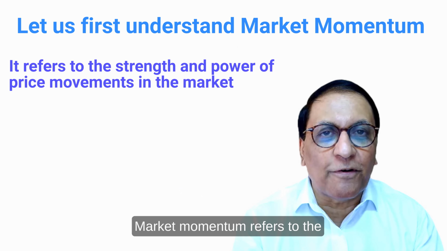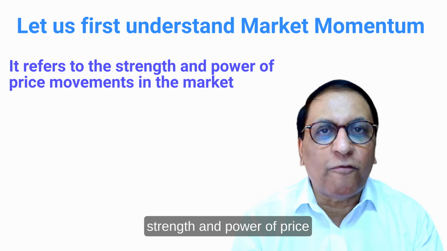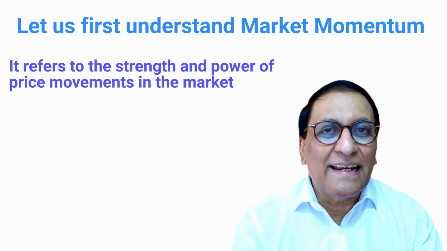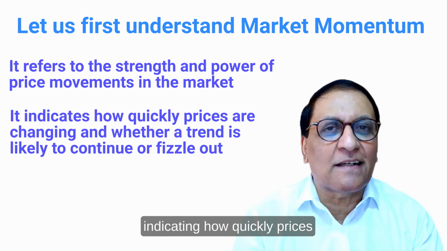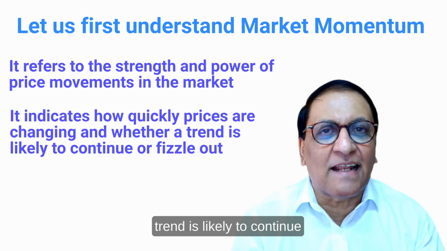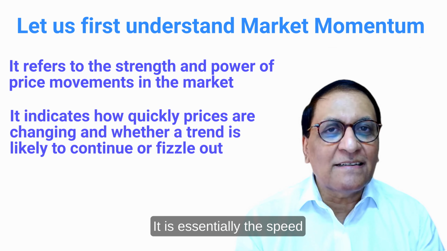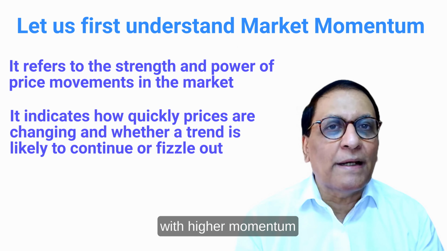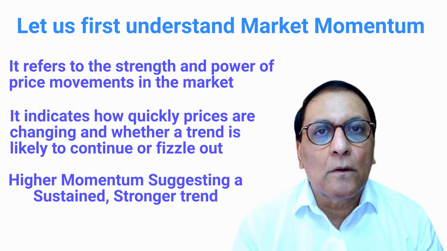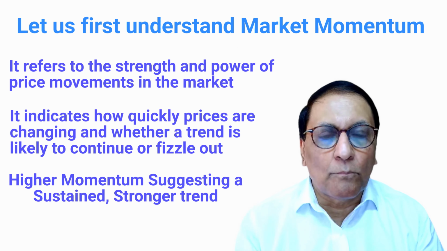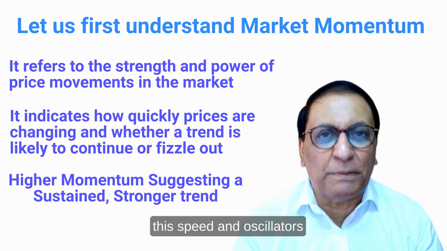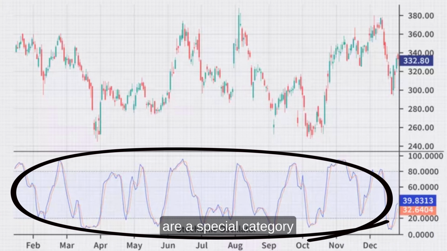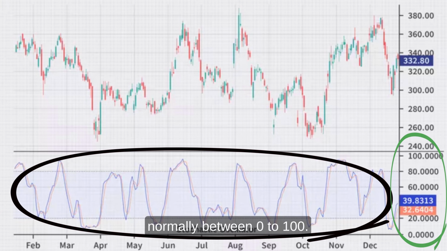Market momentum refers to the strength and power of price movements in a market, indicating how quickly prices are changing and whether a trend is likely to continue or fizzle out. It is essentially the speed of price changes, with higher momentum suggesting a sustained, stronger trend. Momentum indicators measure this speed, and oscillators are a special category of momentum indicators which move in a predefined range, normally between 0 and 100.